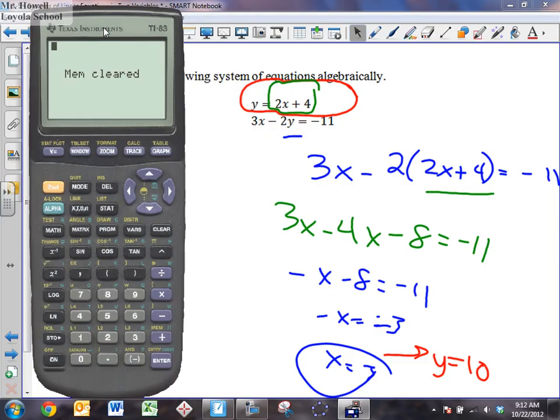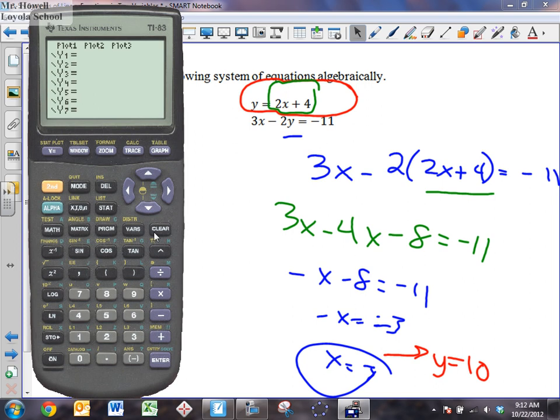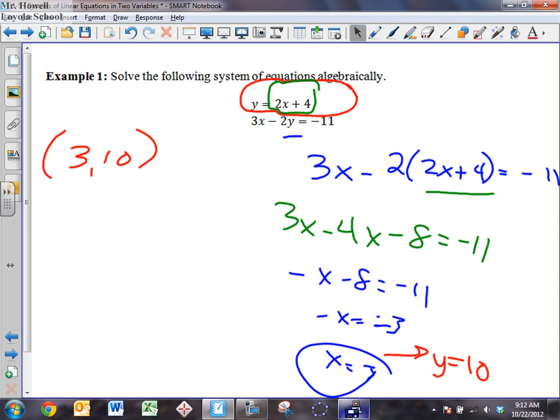Please go to y1 and type in our equation, 2x plus 4. Now, in y2, we're going to have to solve the second equation for y. So let's go ahead and solve the second equation for y.